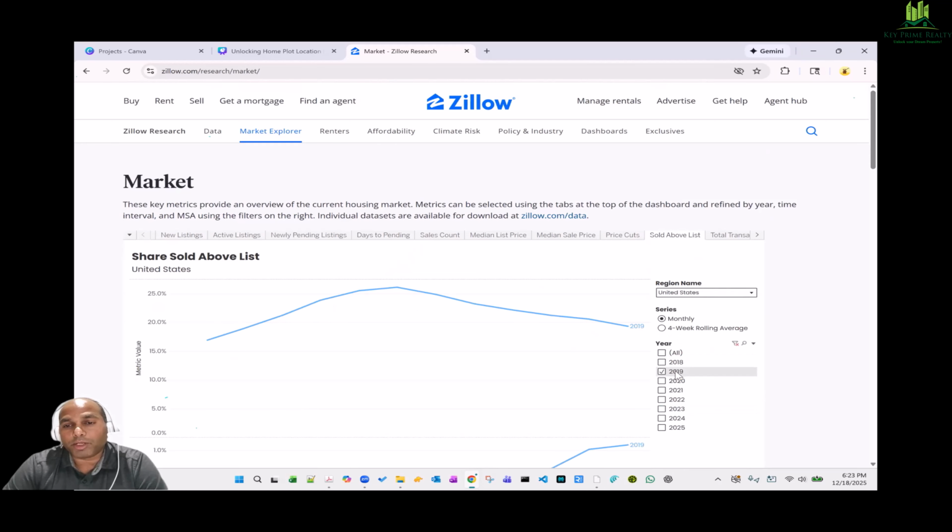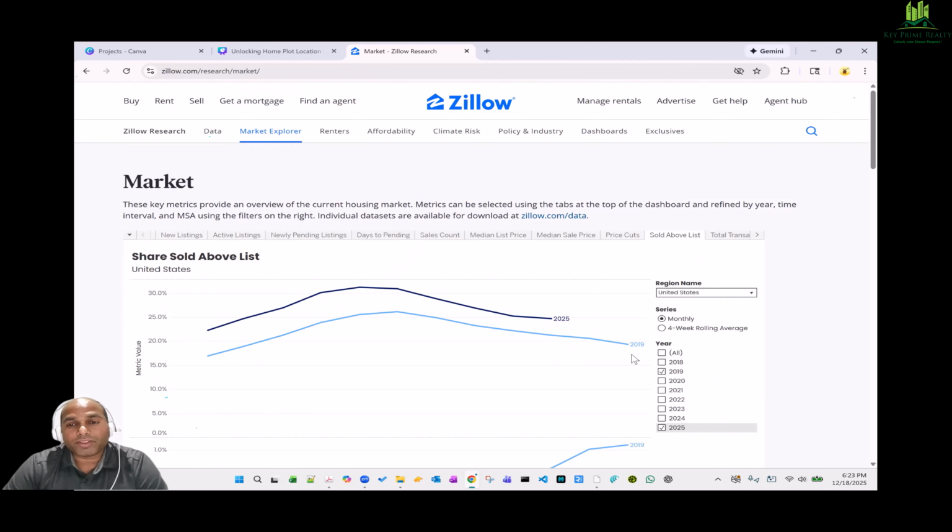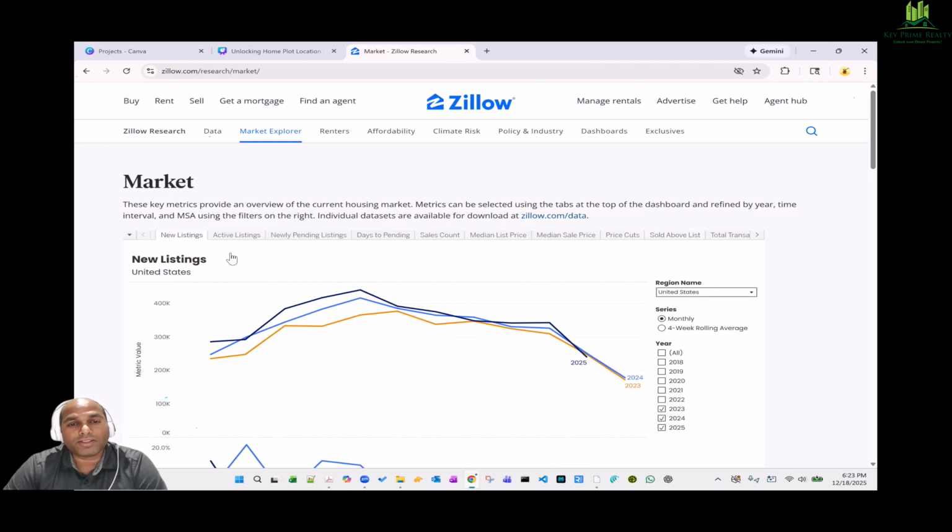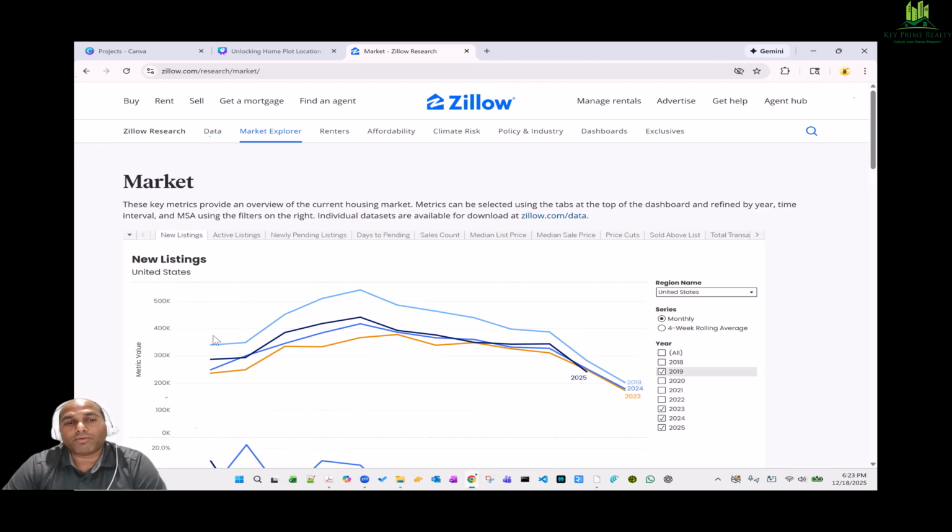So we're all curious, pre-pandemic versus post-pandemic, how the trends had been. As you can see, in 2019, the sold above list is like this. If you look at the new listings, as you can see, in 2019 we had many more listings than what we have now. So I think this visualization really helps us to see how the market is trending.